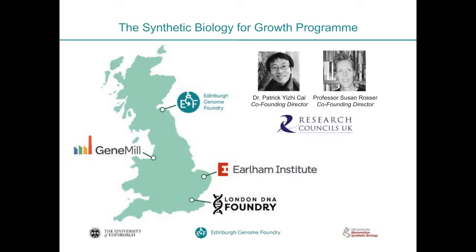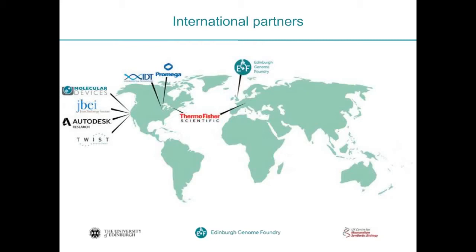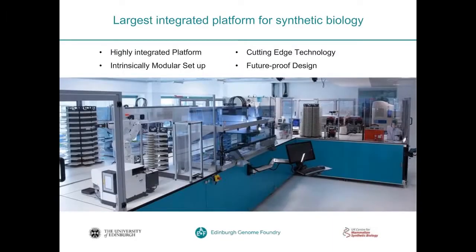Furthermore, the EGF has international partners to stay at the forefront of technological development. For example, we have worked with Autodesk on a DNA design tool, and we use software from JBay. We also have special partnerships with DNA companies like IDT, Thermo, and Twist, who provide the DNA parts that we assemble. We also worked closely with Thermo Fisher and Molecular Devices on the design and integration of our automated platform. This resulted in a highly integrated platform with cutting-edge technologies that is very modular and therefore easily reconfigured to changing demands in technology.